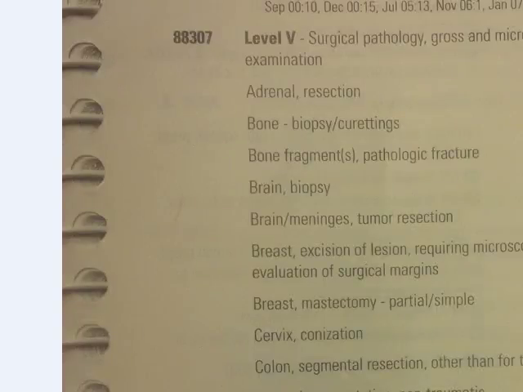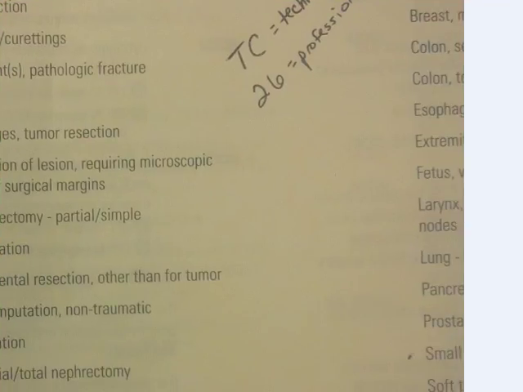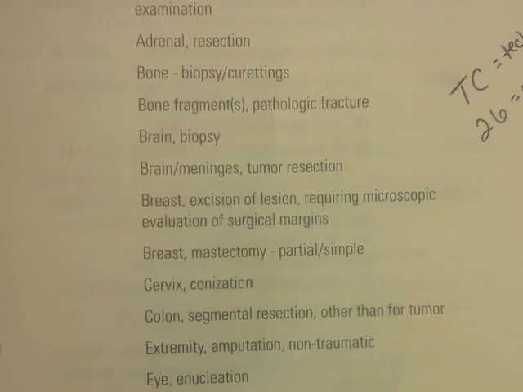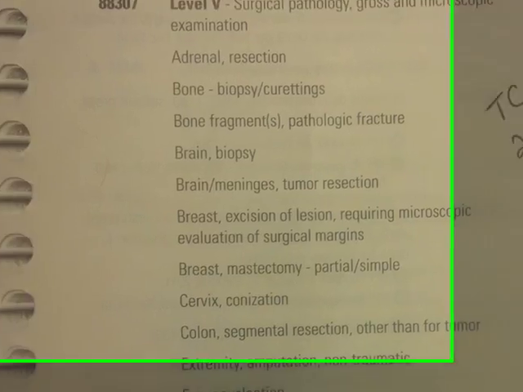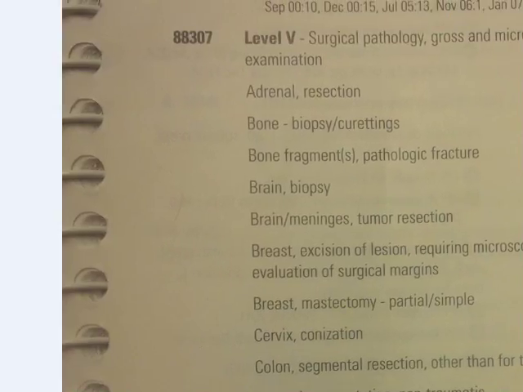Now, once we've looked at the tabular and have read through all of those levels, we find that in level 88307, you will see the term bone fragments, pathological fracture right here. This indicates to us that this 88307 is the code that we want to use for this case. So we'll use 88307, and let's not forget the modifier.